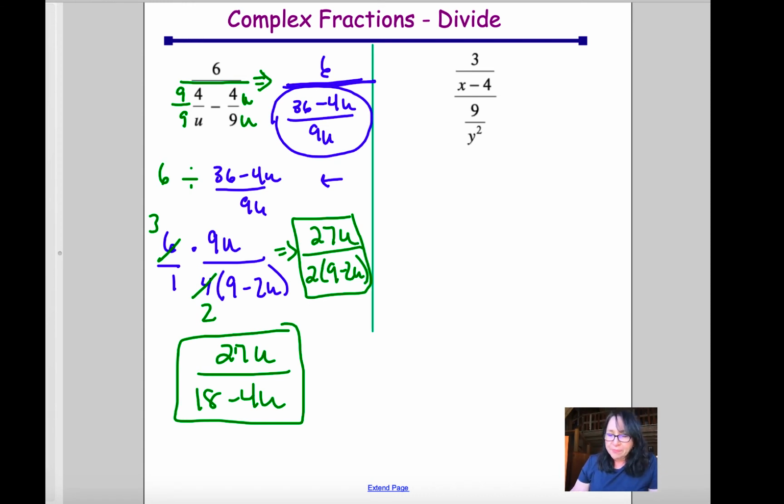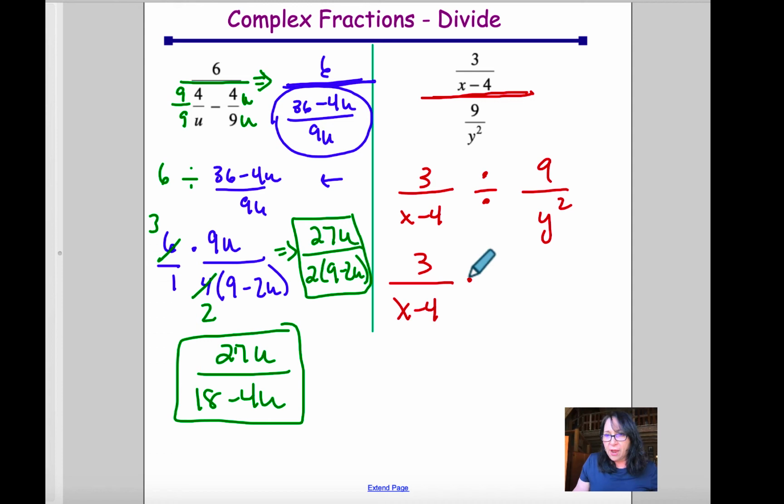For this problem, this one is right to the point. You don't have to combine any terms before you divide. This is just 3 over x minus 4 divided by 9 over y squared. So this is one of those steps that is not actually necessary. Most of you in this class should be able to realize that a division is multiplying the reciprocal. So realistically, we have 3 over x minus 4 times y squared over 9.